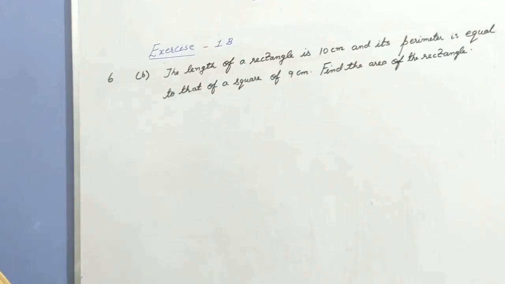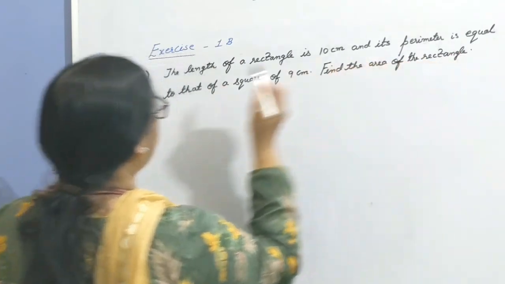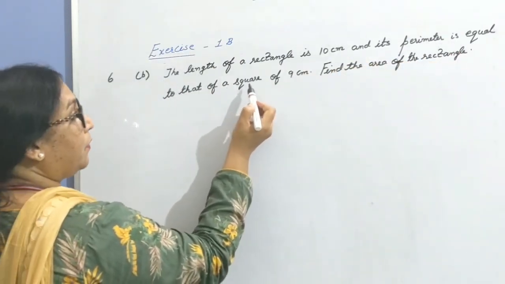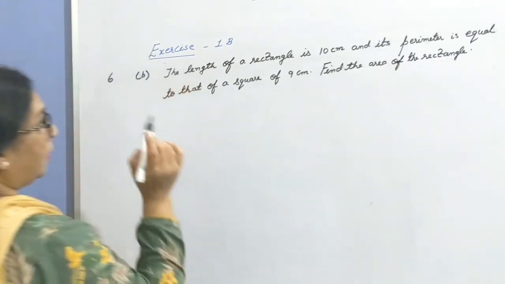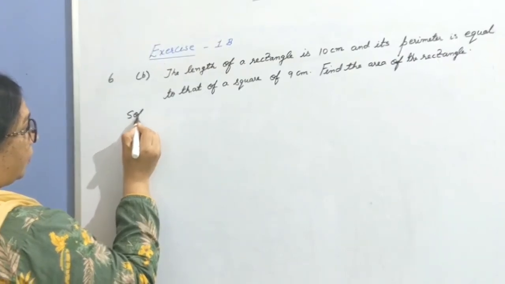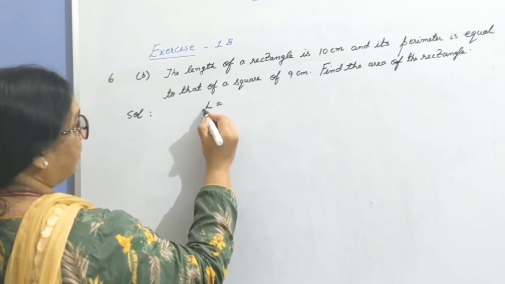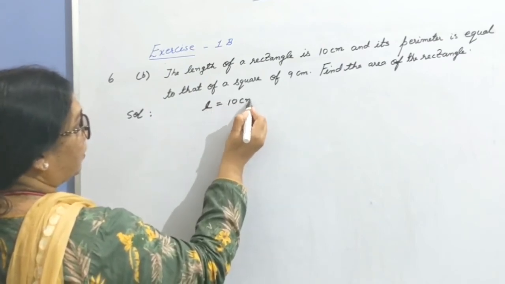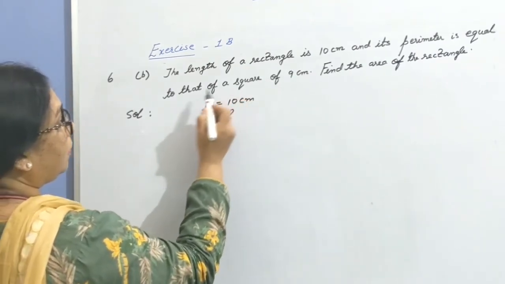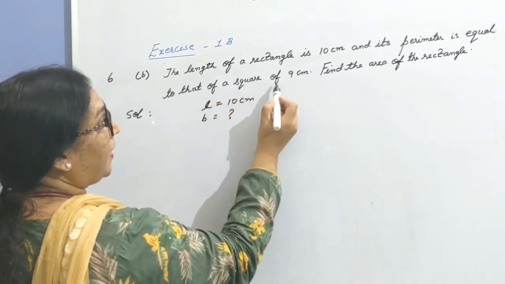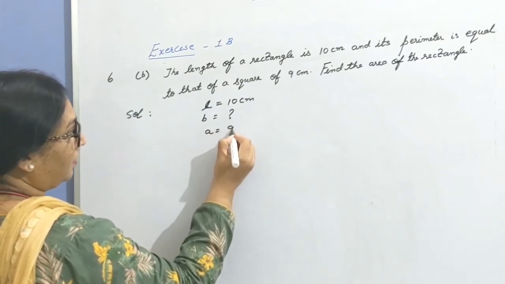Children, question number 6b part. The length of a rectangle is 10 centimeter and its perimeter is equal to the perimeter of a square of 9 centimeter. Find the area of the rectangle. So first let's collect the given parameters. You are given the length of the rectangle 10 centimeter and the breadth is missing, and then you are given a square of side 9 centimeter. So square of each side 9 centimeter.